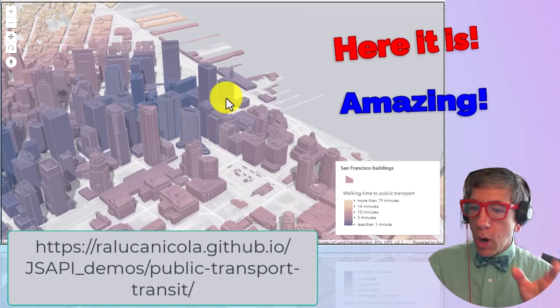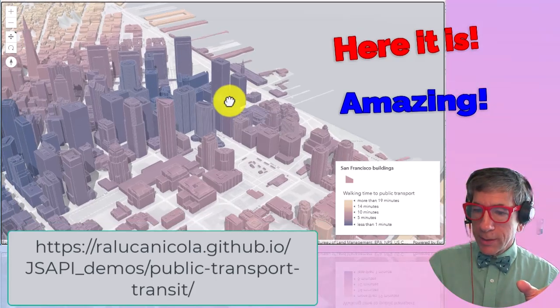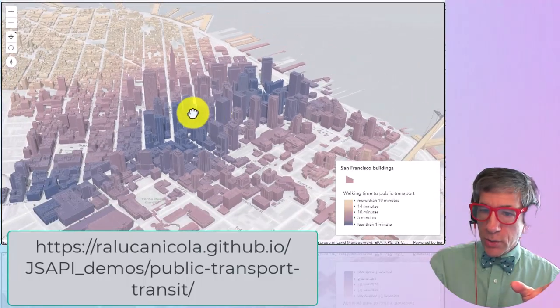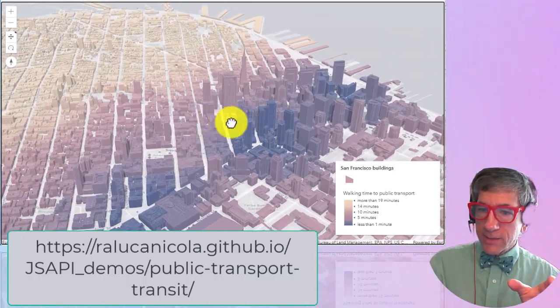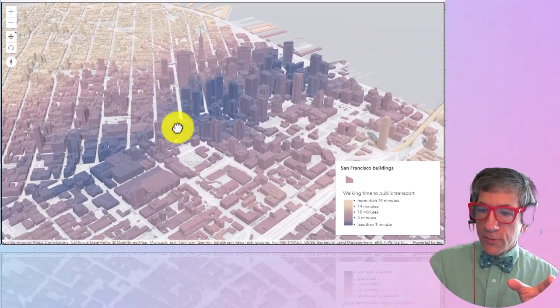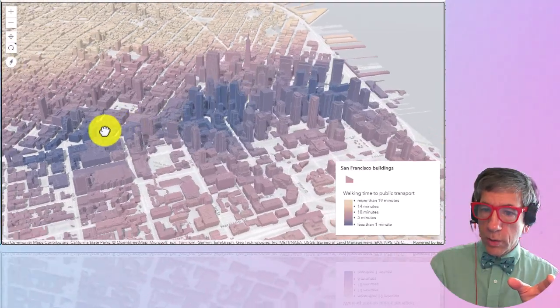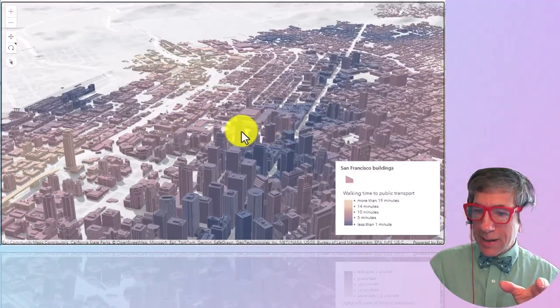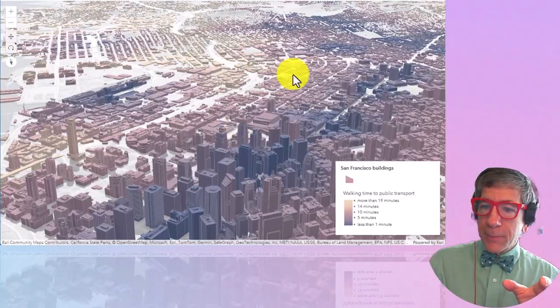San Francisco walking time to public transport. The dark is less than a minute. The lighter tones are more than 19 minutes. San Francisco. Fascinating to be able to explore the patterns, the relationships, and also talk to students about how these web mapping applications are created.